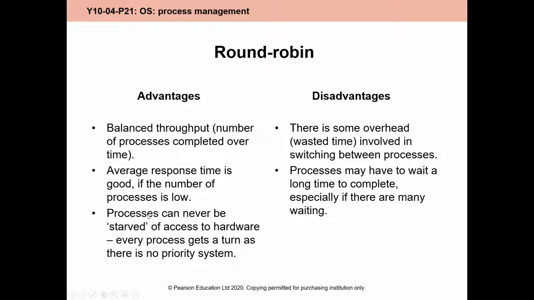Big advantage, processes can never be starved of access to hardware, which means, remember if you had that huge bit of biology coursework and you're doing shortest job first, you're never going to get to it. It's the same with an operating system. If you do shortest job first, there's this big job waiting to be done. Well, round robin means at least it will get plugged away at bit by bit.